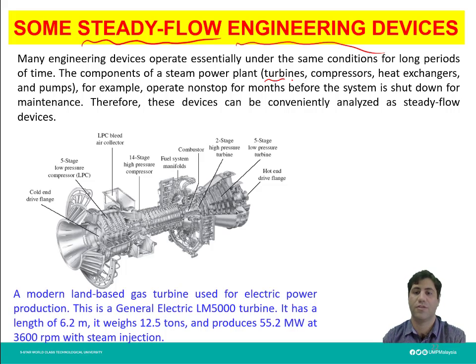These devices are like turbine, compressor, heat exchangers, and pumps, and this steady flow assumption is a reasonable assumption because usually these devices are working non-stop for months before we shut down these devices for maintenance, and just before and after that shutdown we may not have this steady flow, but during their operating period, we have a steady flow in these devices. So let's see how we can use our equations, our knowledge to solve problems related to different engineering devices with a steady flow in them.